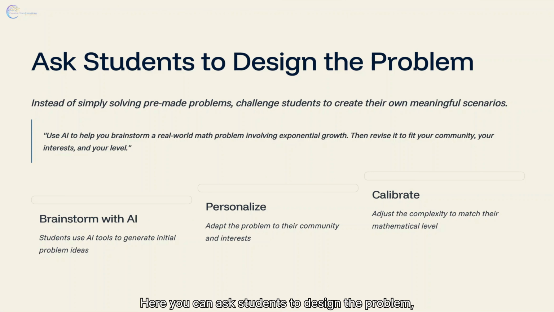Here you can ask students to design the problem, not just solve it. The assignment could ask the students to use AI to help brainstorm a real-world math problem involving exponential growth. Then they can revise it to fit their community, their interests, and their level. This is performance because it blends math, storytelling, and strategy. AI can help with ideas, but students choose, refine, and justify.